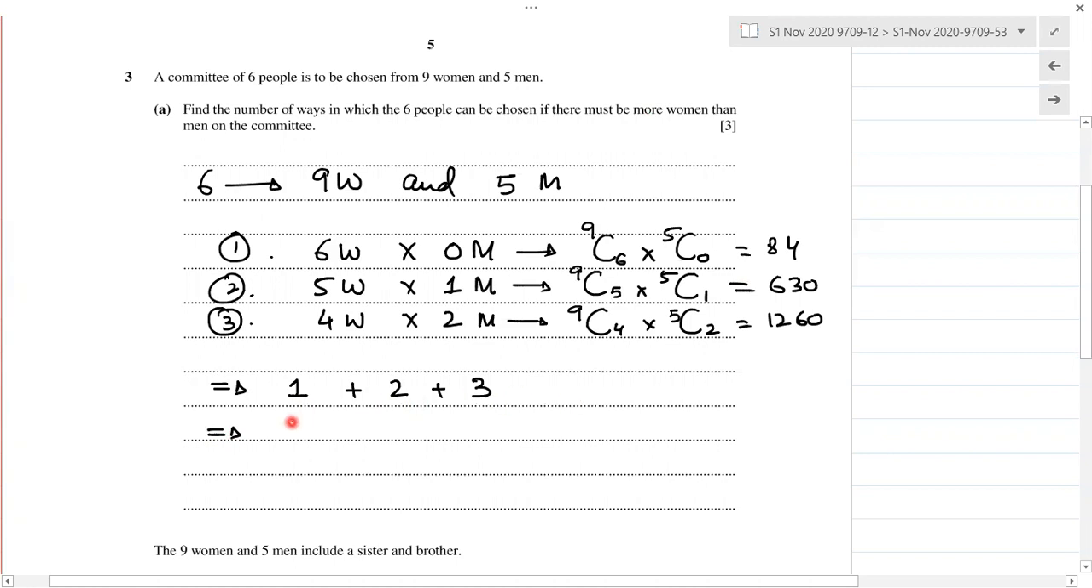So we add them up. First one we got as 84. The second one was 630. And the answer to the third one was 1260. Once we add all of these 3 up, we get the answer as 1974. That's the answer to the first part, A.